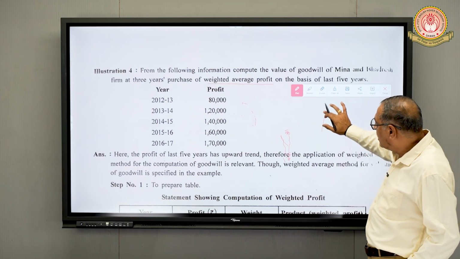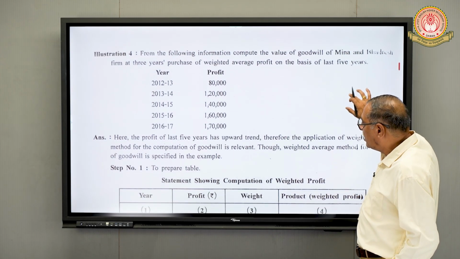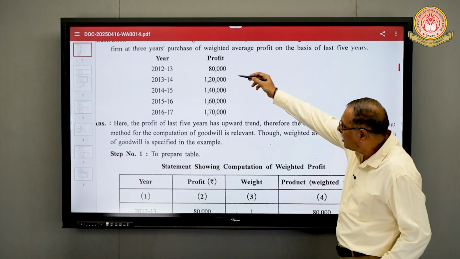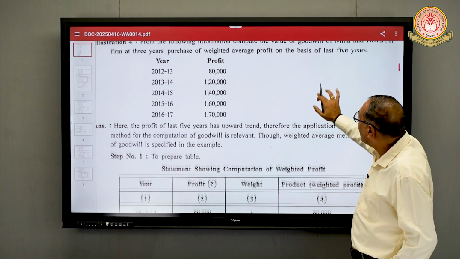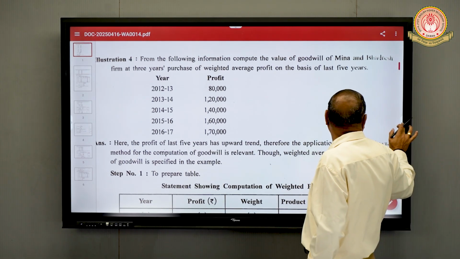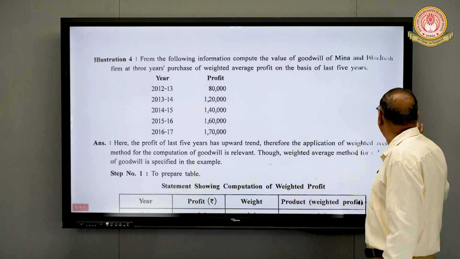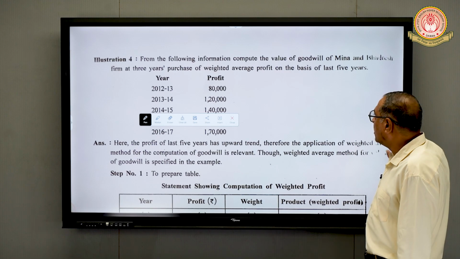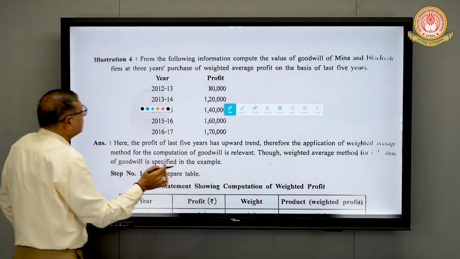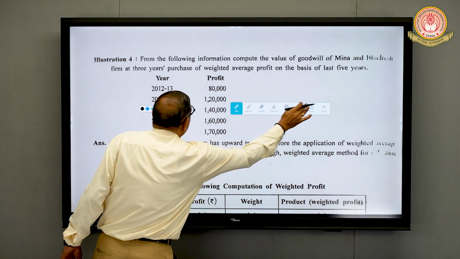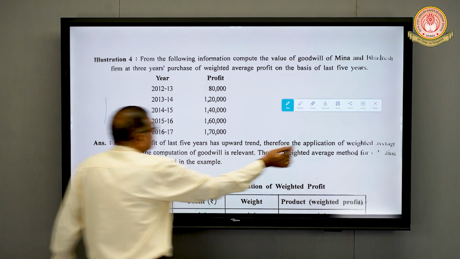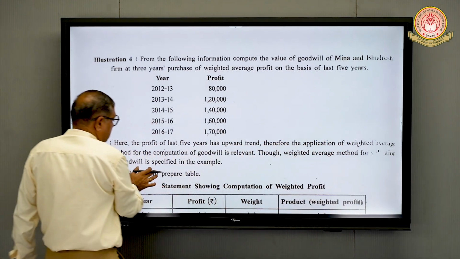Now we will see this method, there is an example given. See, these are the profits given, and it is written here also that you have to use the weighted average profit method, right? So weighted average profit method is calculated this way. You can see this is the table.